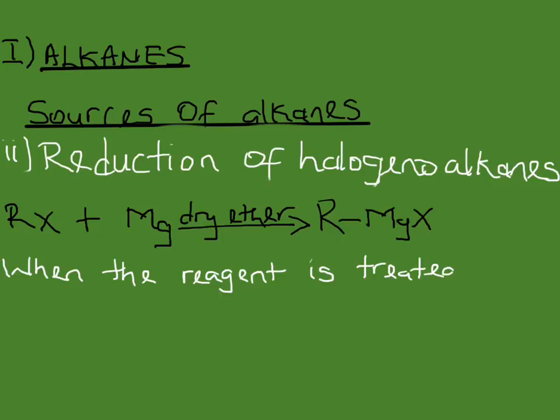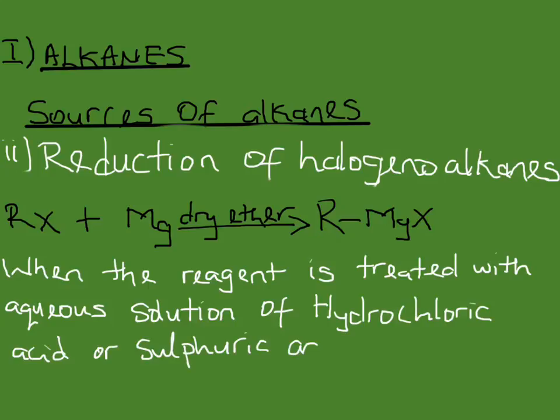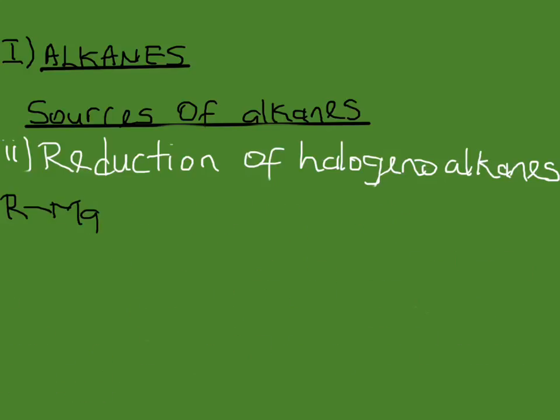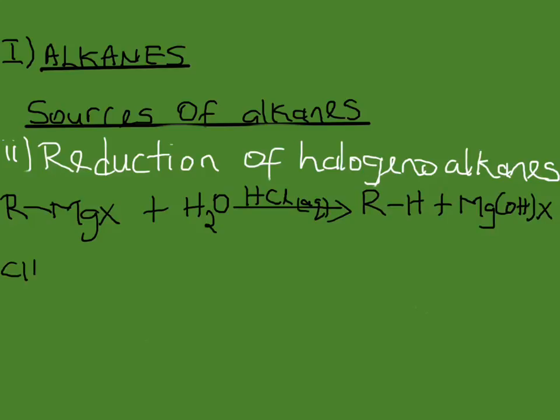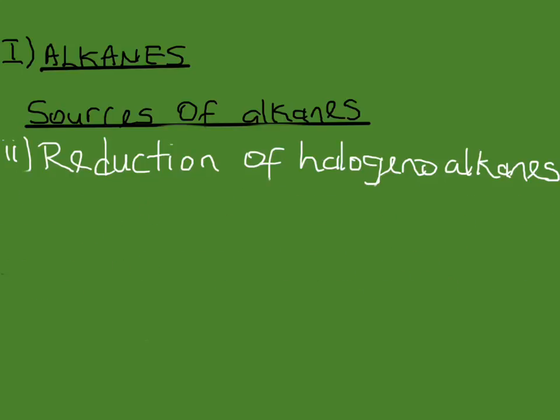When the reagent is treated with aqueous solution of hydrochloric acid or sulfuric acid, the alkane is formed. See from the example there, we have a Grignard reagent in the presence of water that is being hydrolyzed. The presence of hydrochloric acid is going to give us an alkane plus magnesium hydroxide halide. We can see the specific examples there.